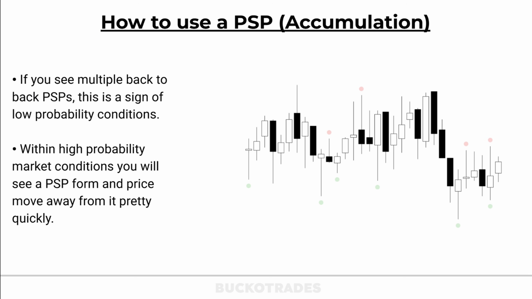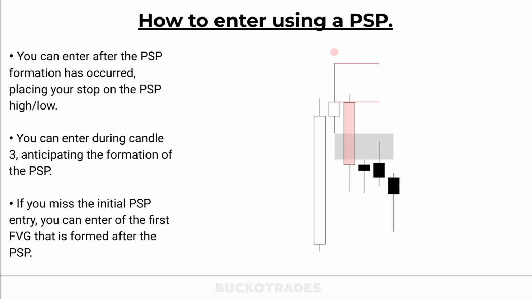So now we know how to use PSPs for reversals, continuations, and to spot accumulation. Let's get on to how to enter using a PSP. So you can enter after the PSP formation has occurred, placing your stop on the PSP high or low.